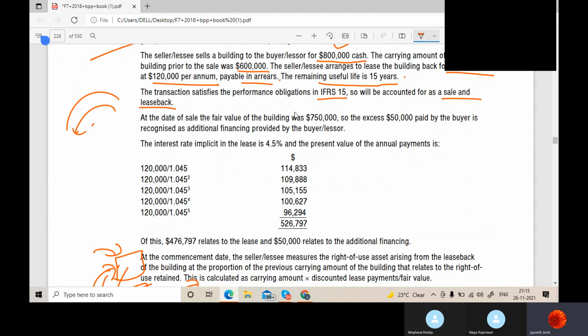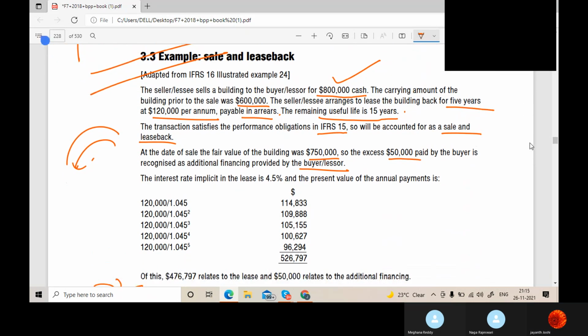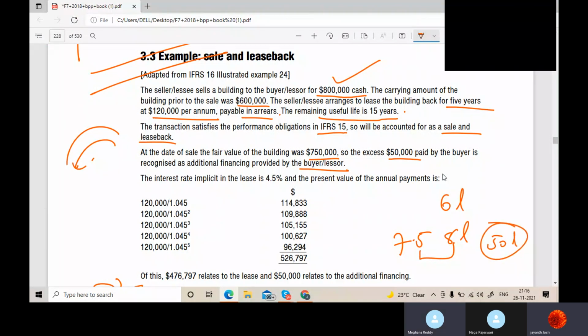At the date of the sale, the fair value is this. So the excess 50,000 paid by the buyer is recognized as additional financing provided by the lessor. So what is that? The value is 6 lakhs, but he sold for 8 lakhs. Correct? What is the fair value of the building on that day? 7.5 lakhs. So 50,000 is given by the lessor as additional finance. Correct?